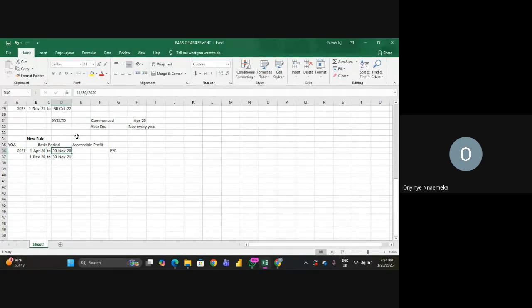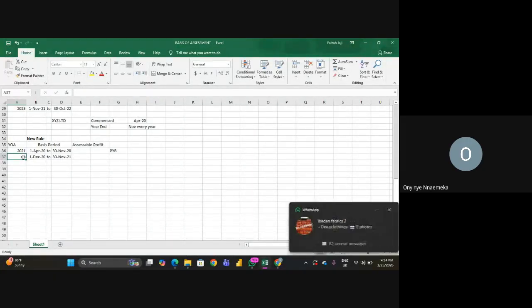The next one will be what? 2021. And because we're using PYB, 2021 must not show as our year of assessment. It has to be the following year. So we are using 2022 year of assessment, right?